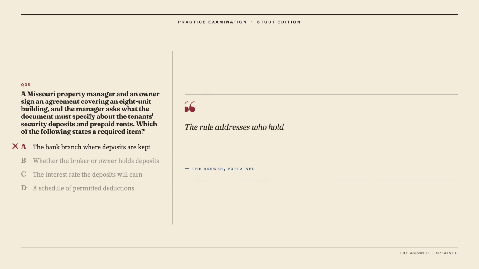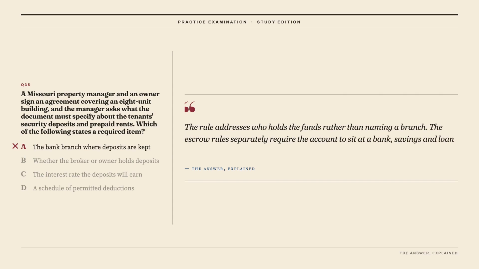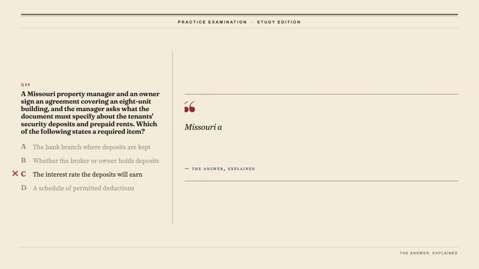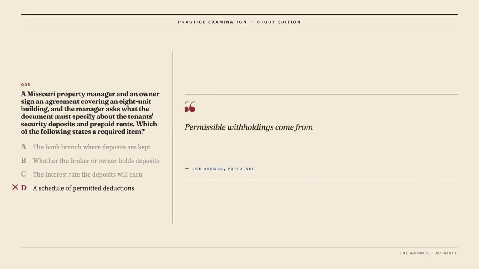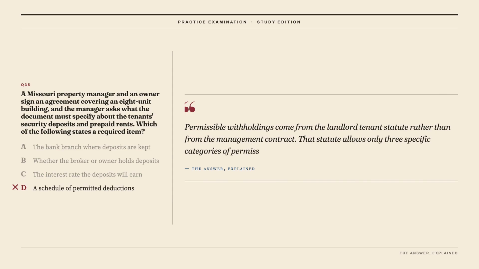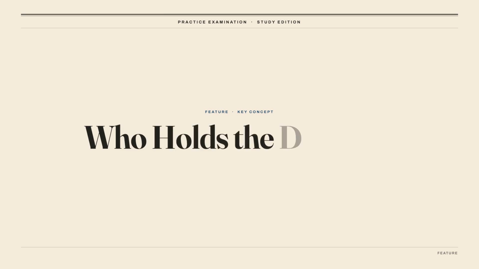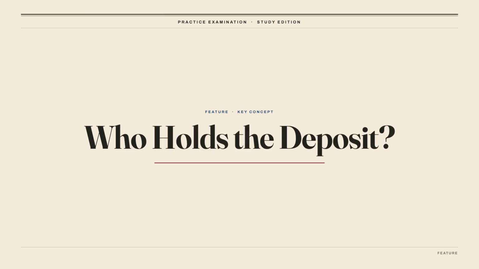A is wrong because the rule addresses who holds the funds rather than naming a branch. The escrow rules separately require the account to sit at a bank, savings and loan or credit union. C is wrong because Missouri assigns interest on security deposits to the landlord by statute rather than requiring a rate in the management agreement. The rate itself is a banking matter. D is wrong because permissible withholdings come from the landlord-tenant statute rather than from the management contract. That statute allows only 3 specific categories of permissible deduction from a deposit. A property management agreement isn't a free-form contract.